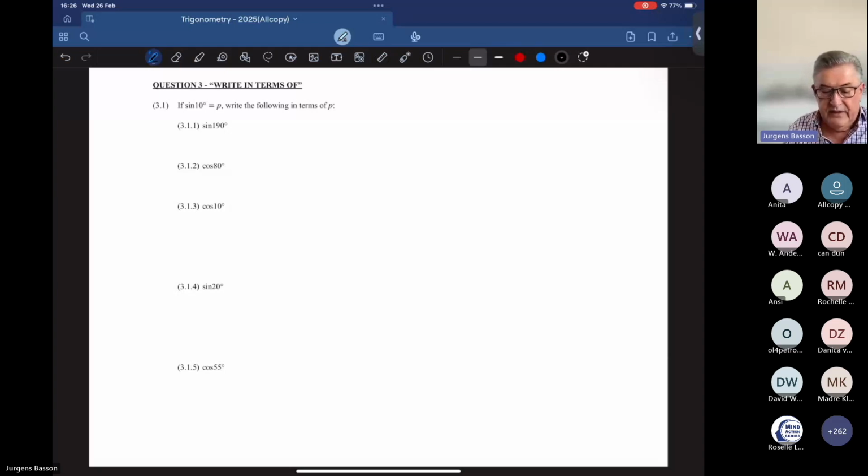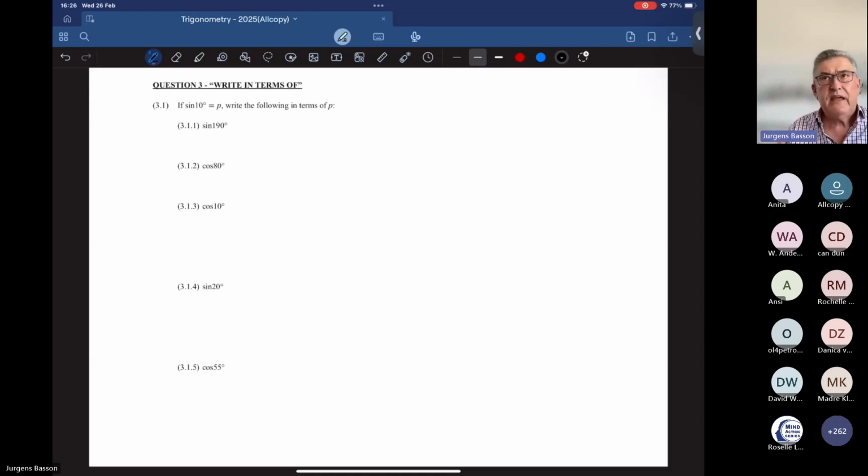Ladies and gentlemen, sine of 10 is P. I don't know if you also like these questions as much as I do. I pretty much love them, to be very honest with you. I think they are absolutely great. And the reason is they can't use a calculator even if they try, because we write in terms of P. So 2 things important.